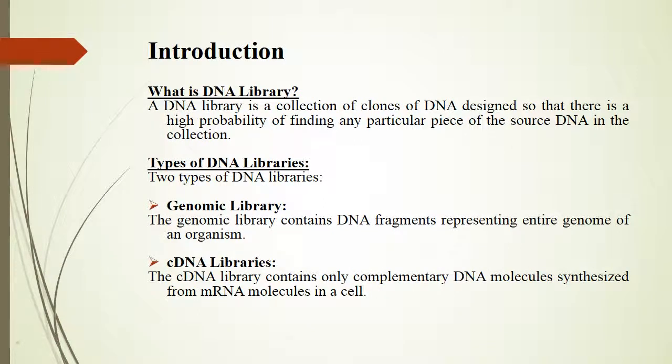A DNA library is a collection of clones of DNA designed so that there is a high probability of finding any particular piece of the source DNA in the collection. There are two types of DNA libraries, which are genomic library and cDNA library. The genomic library contains DNA fragments representing the entire genome of an organism. Meanwhile, the cDNA library contains only complementary DNA molecules synthesized from the mRNA molecules in a cell.